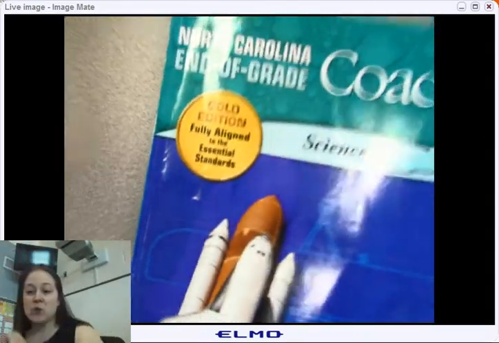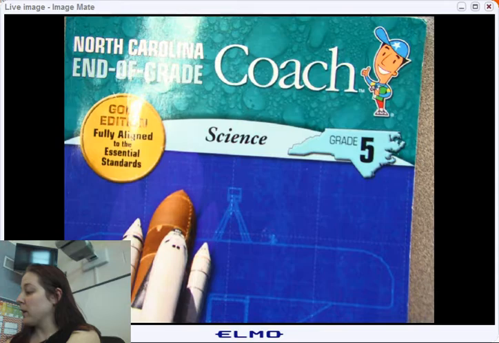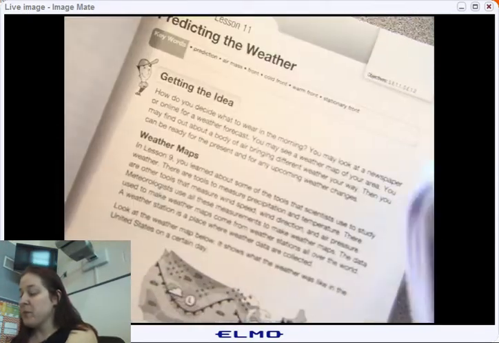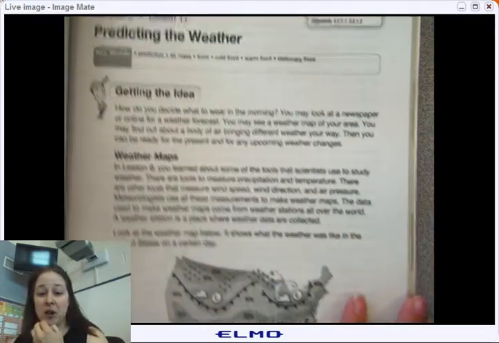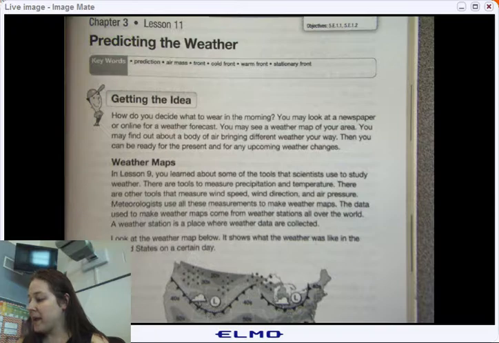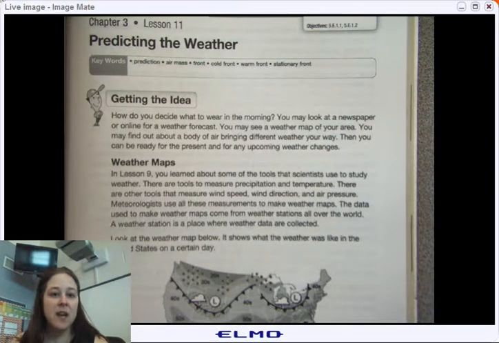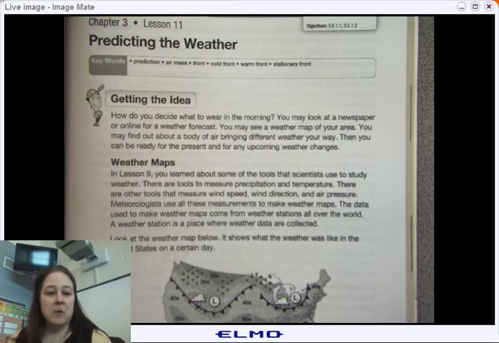Okay, guys, once again, we are back here using our coach book. We are now working on predicting the weather, which means we all become meteorologists for a little bit, and we're going to predict the weather. If you would like to follow along in your coach book, we are on page 69. We're going to get started here with reading.